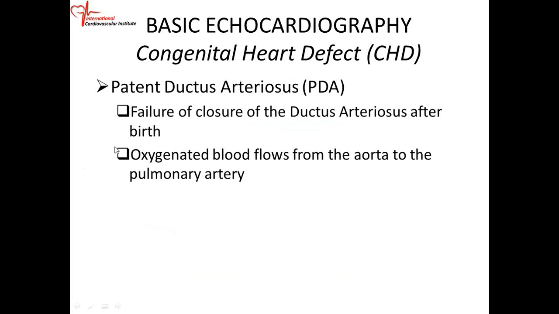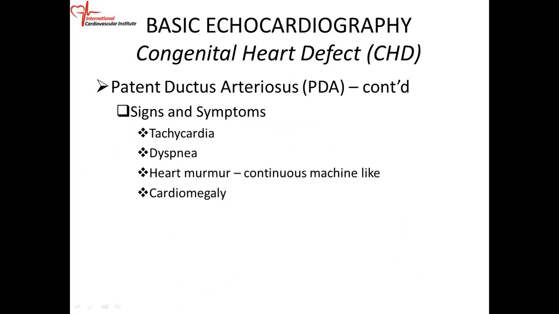It's supposed to close. And now oxygenated blood is going to flow from the aorta to the pulmonary artery. Remember that the pressure in the aorta is greater than the pressure in the pulmonary circuit. So you're going to have blood flow from the aorta into the pulmonary artery. You're going to get increased blood flow and then the problems related to that.